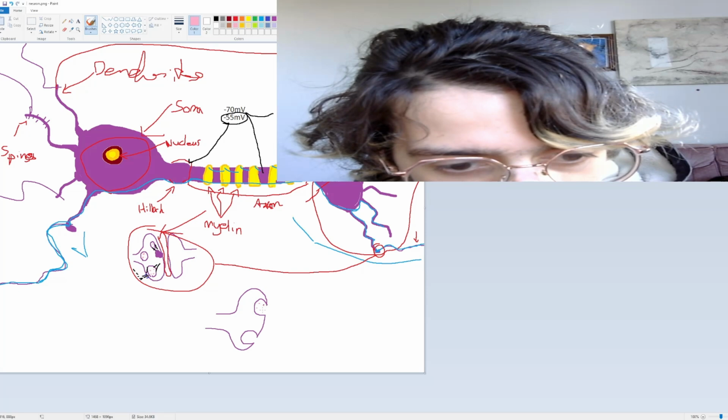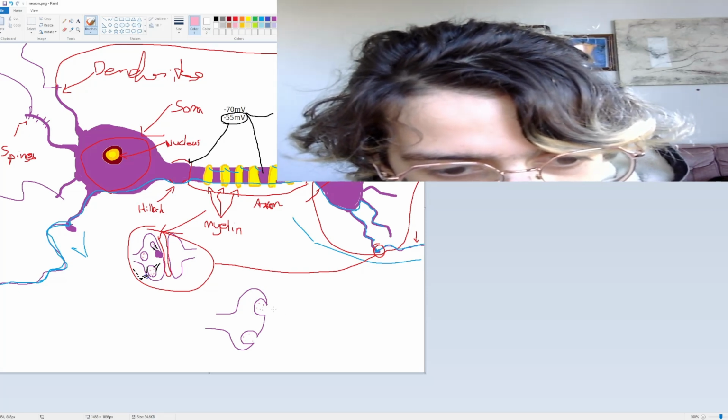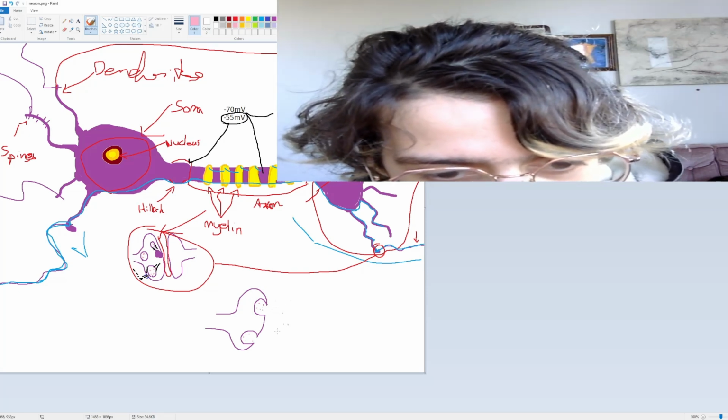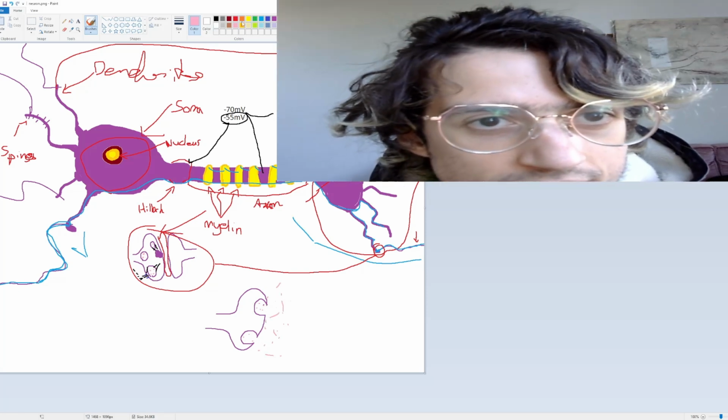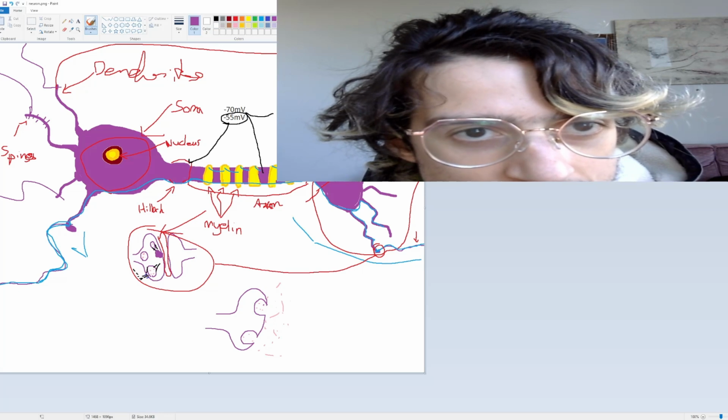And the neurotransmitters are sitting here, and they get forced outwards. Now there's neurotransmitters everywhere. Holy shit, lads, we don't need that many neurotransmitters.